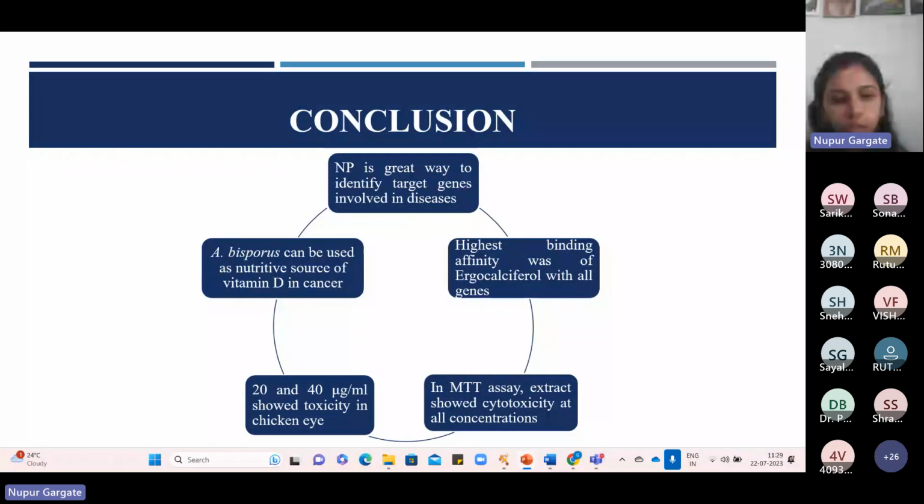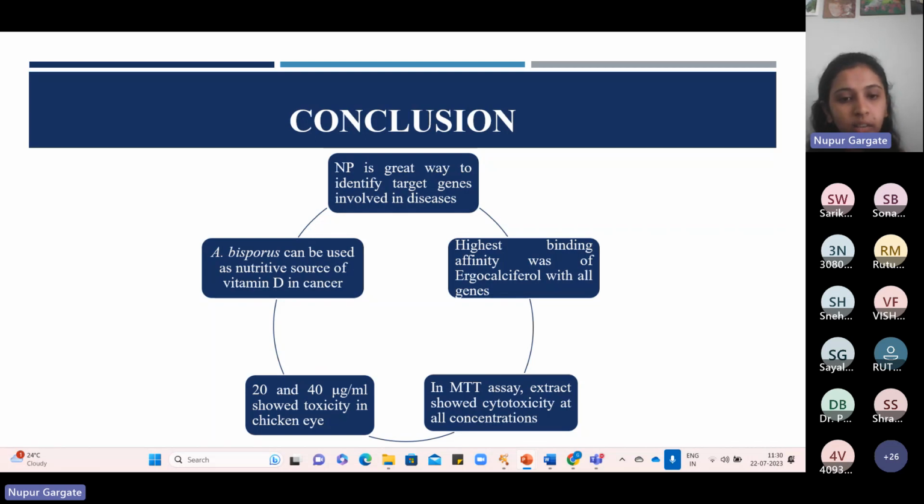Conclusion: there are mainly 5 conclusions which we can draw from the present study. First is that network pharmacology is a great way to identify the target genes which are involved in diseases. So we saw here that by using network pharmacology, we could obtain the key genes which play a role in breast cancer. So that is why network pharmacology can identify genes involved in disease. Second conclusion is that highest binding affinity was seen of ergocalciferol with all of the genes. Third conclusion, in MTT assay, extract showed cytotoxicity at all the concentrations.